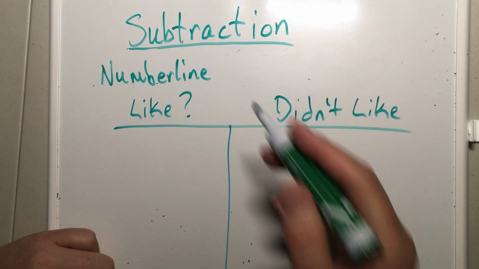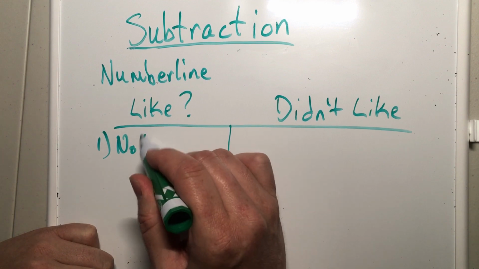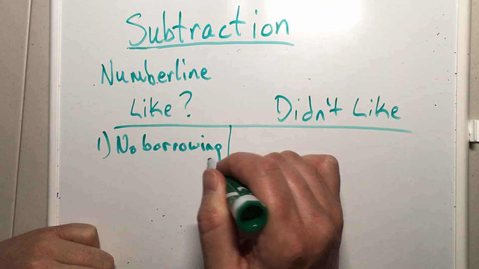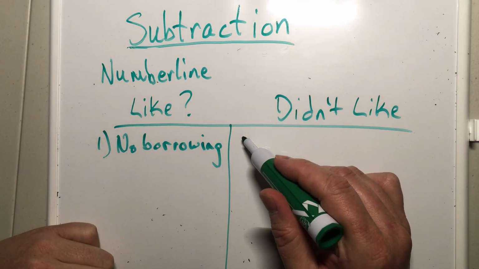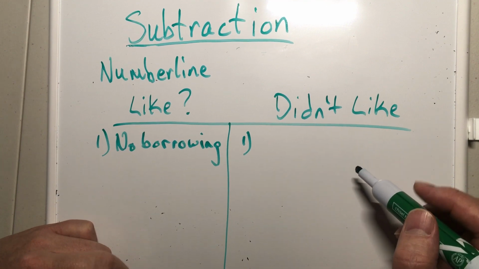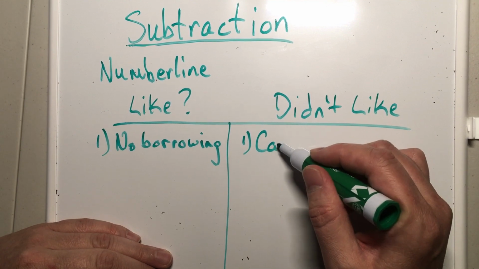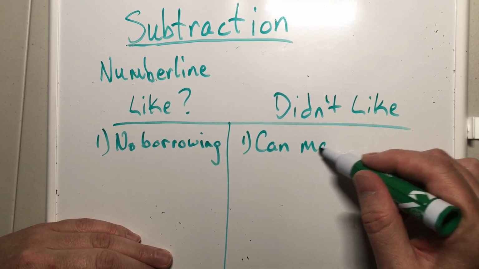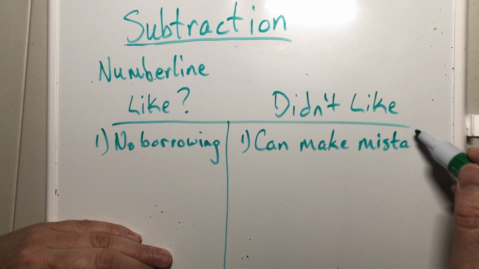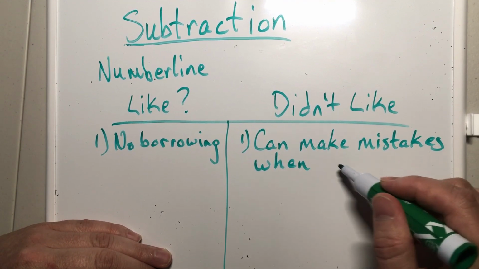Okay, so I'm going to show you what I like. Obviously, you can tell by now, no borrowing. Okay. What I didn't like about it is that you can make mistakes when you're working with too many numbers.